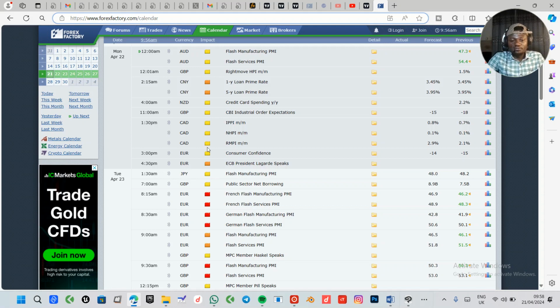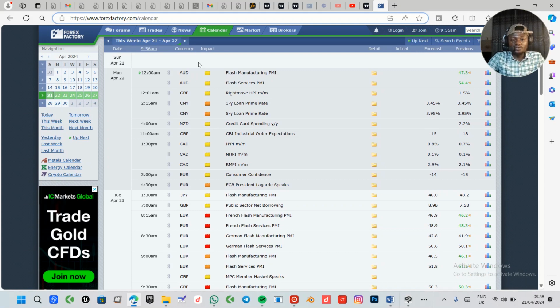Then when you have all these yellow ones, these are the low impact news. When you have these, you don't expect to see any reasonable movement. And most times, as I said in the previous video, the low impact on Monday tends to be low impact. You don't see so much volatility in the market. So you see most of them here are low impact news on Monday, 22nd of April. That's tomorrow.